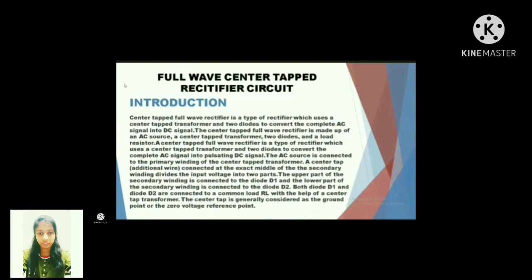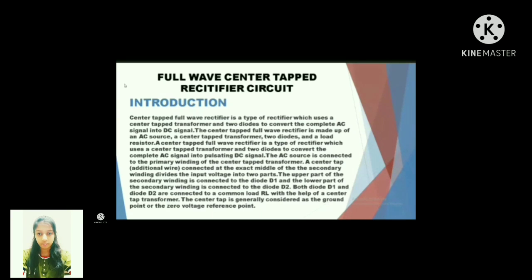Center tap full wave rectifier is a type of rectifier which uses a center tap transformer and two diodes to convert the complete AC signal into a DC signal. It is made up of an AC source, a center tap transformer, two diodes and a load resistor. It converts the complete AC signal into a pulsating DC signal.